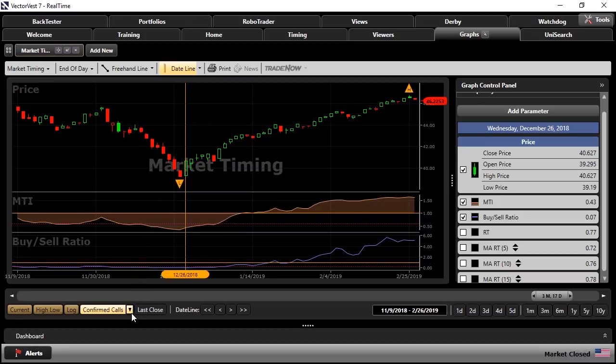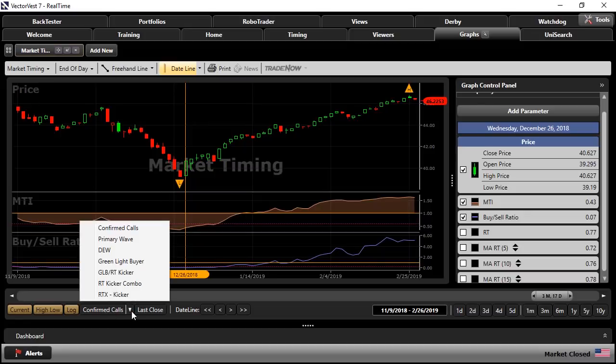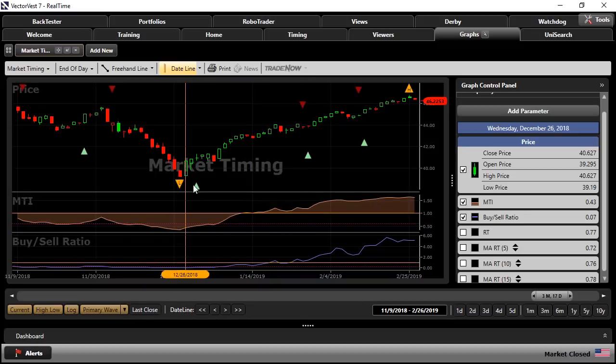Well, let's use the market timing signals that VectorVest incorporates. Let's start with the primary wave. When did that hit? That hit 3 days off the bottom. Was that a good opportunity to take advantage of this move off the bottom? Darn right it was. Look at that.